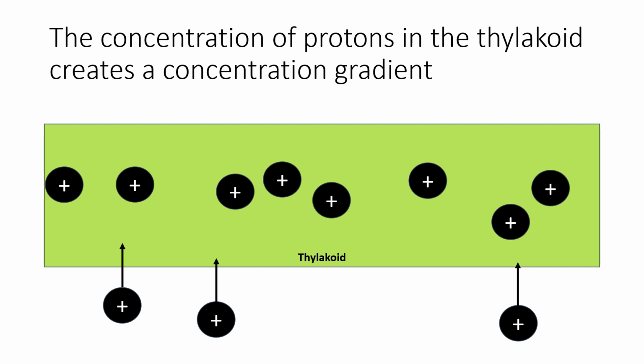A concentration gradient is when we have a high concentration of molecules or a charge on one side and a low concentration on the other. As these positively charged protons get crammed together in the thylakoid, they push against each other.